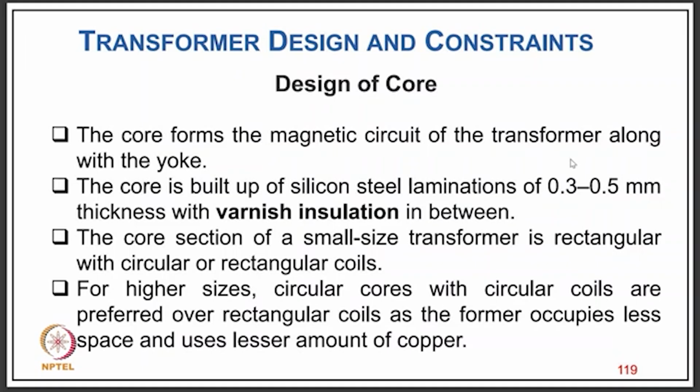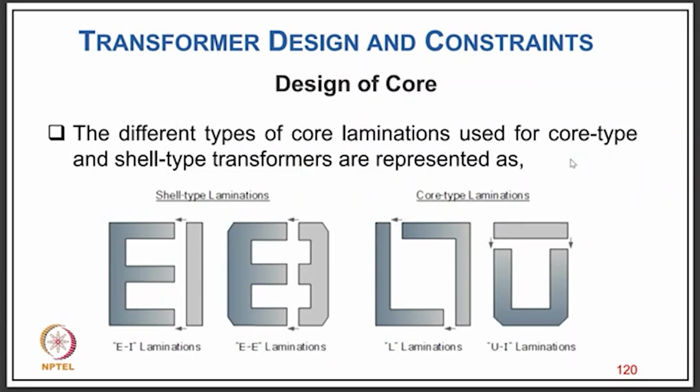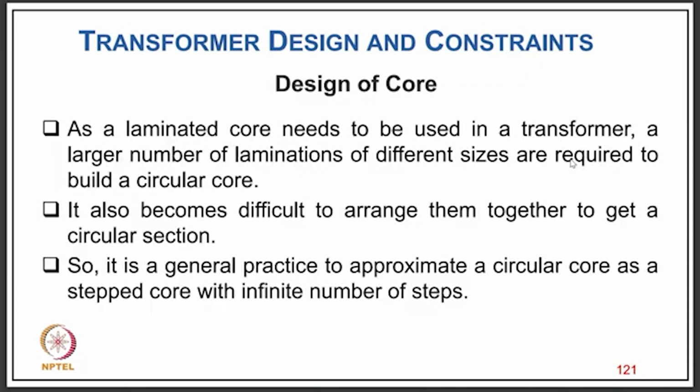The core section of a small size transformer is rectangular with circular and rectangular coils, and for higher sizes, circular core with circular coils is preferred over rectangular coils, as the former occupies less space and uses a lesser amount of copper. The different types of core laminations used for core type and shell type transformers, as you can see, are EI laminations, double E laminations, double L laminations, or UI laminations. So these are the types of laminations used in shell type and distribution type transformers.